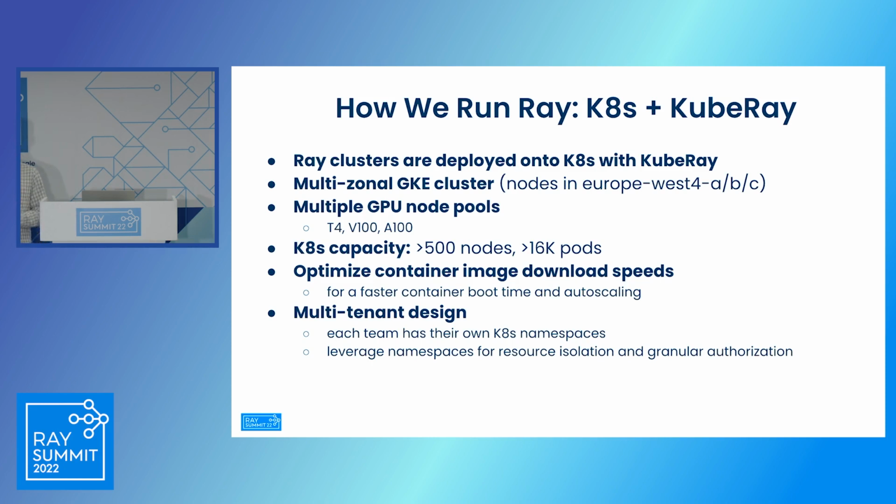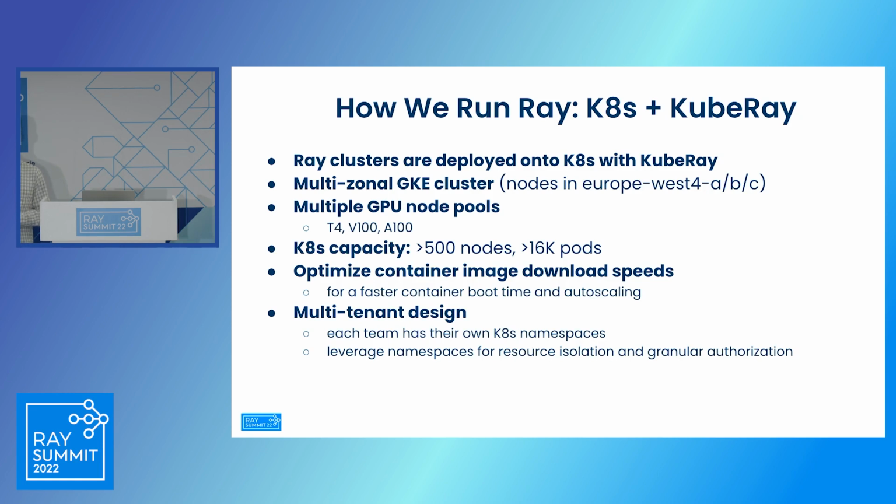And right now it's a multi-zonal GKE cluster. We've set up a bunch of different node pools with a bunch of different GPUs, like T4s and V100s, made it so that it could scale up to a pretty decent size. And one of the things we optimized for was fast container image downloads. This is cloud specific, but there's something in GKE called image streaming.